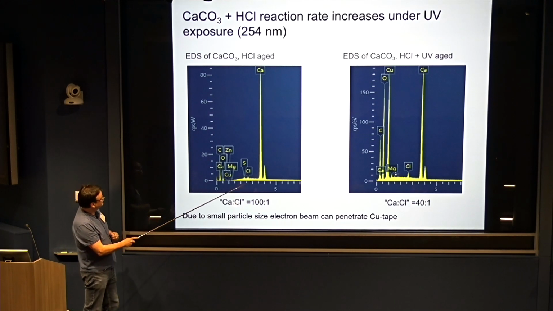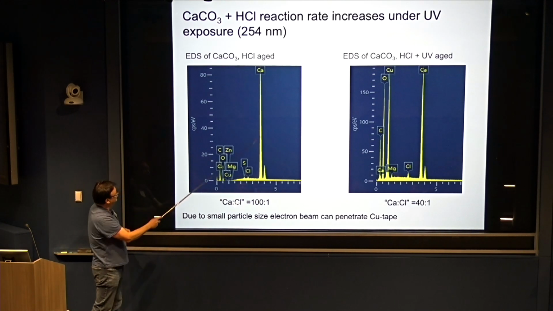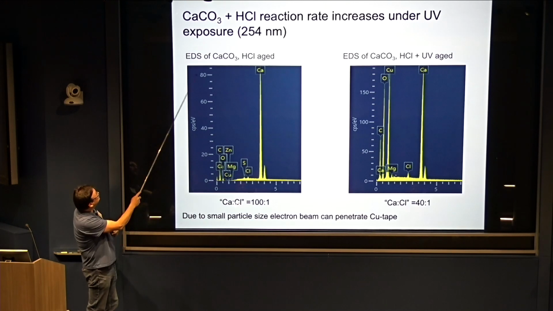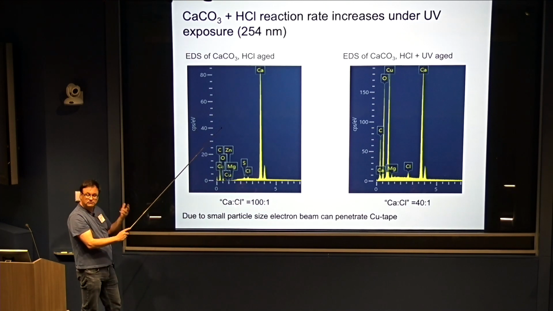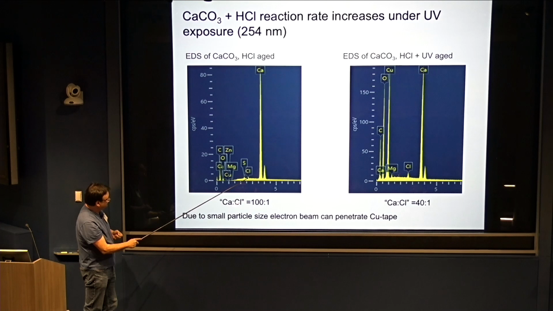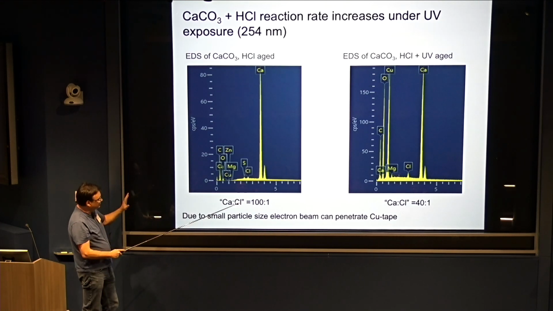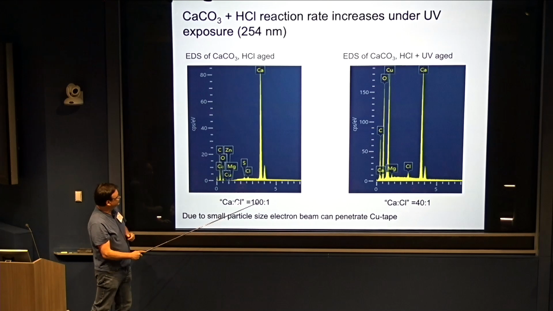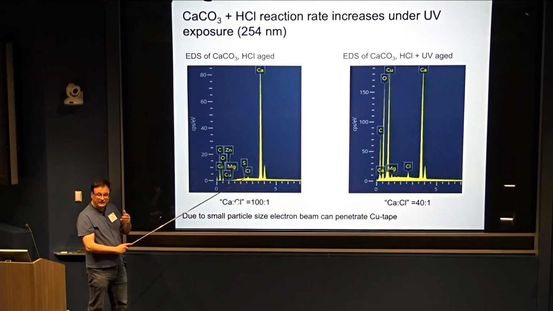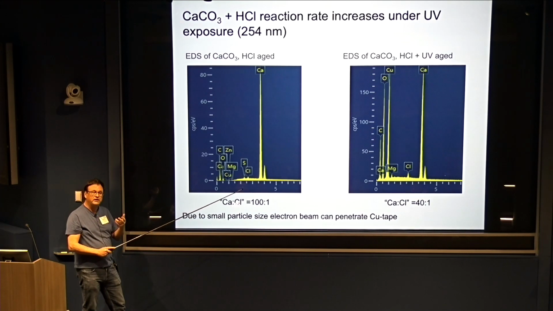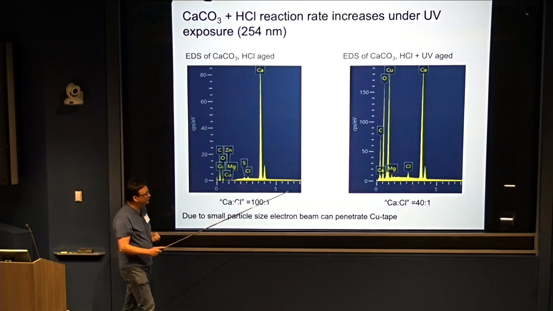So here we can see the calcium peak in the EDS spectrum, and if we just expose it to HCl, in a long duration experiment, you start seeing a small chlorine peak. This is only semi-quantitative, but relatively speaking, the calcium to chlorine ratio is about 100 to 1, so it's still only a little bit reacted, and that is consistent with the fact that we don't see large morphological changes.